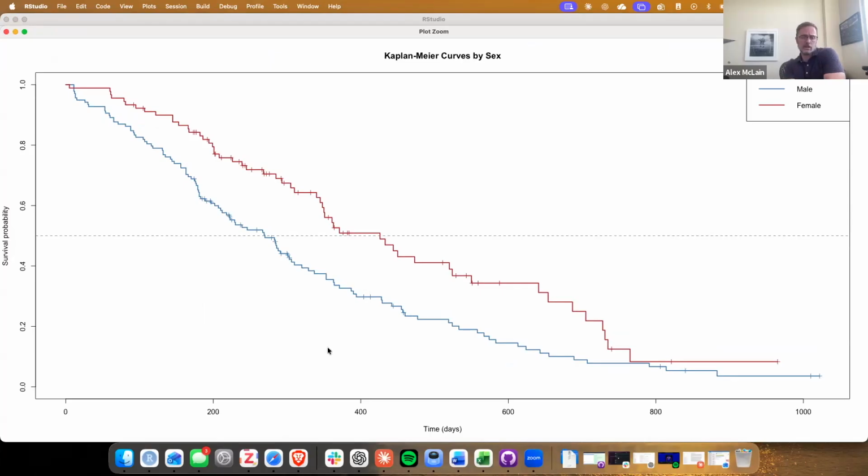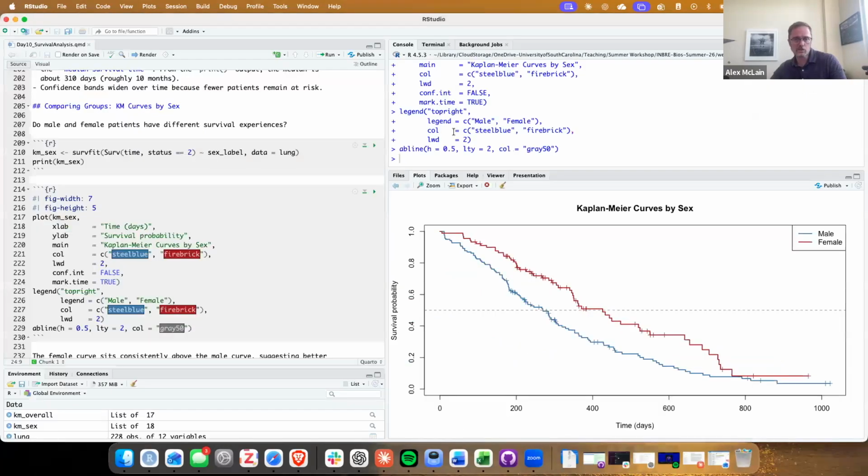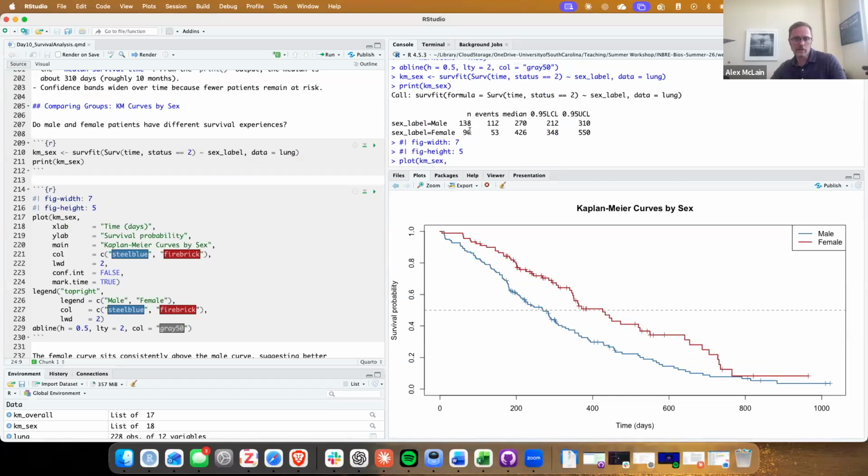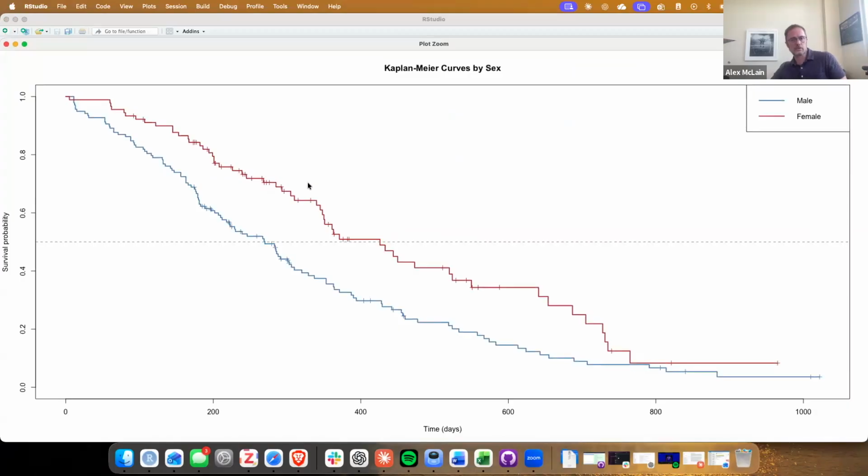The sample size shrinks here, obviously, because we don't have as many in each group. We have 138 males and 90 females in this. So there's going to be more flat portions, particularly for the females, with no events happening there. That's happening because the survival is better for females, and also the sample size is going to be quite a bit smaller.